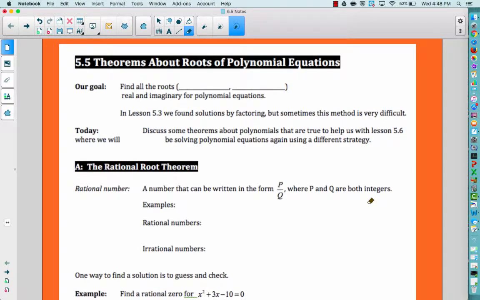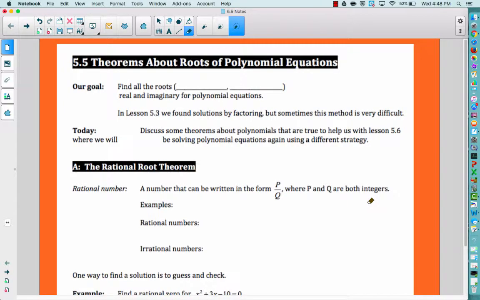Hello, so today we're going to be talking about the theorems that relate to polynomial equations. And so a couple of things. We've been finding the roots of polynomial equations by factoring. And then given one of the roots, I actually showed you how to find additional roots using synthetic and long division. But today we're going to be talking about how we could find the actual factors that could be possible roots of the equation. So we're going to use something called the rational root theorem.